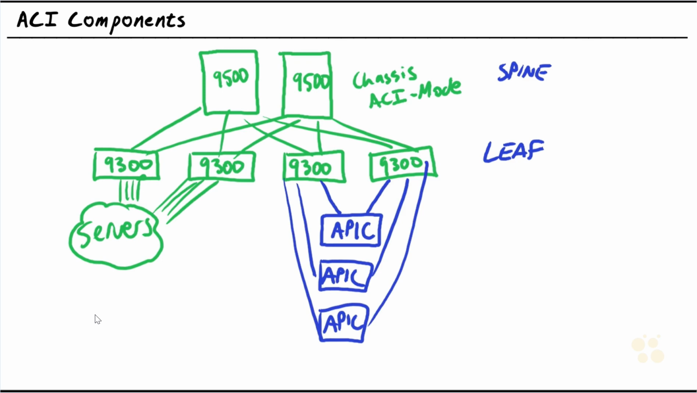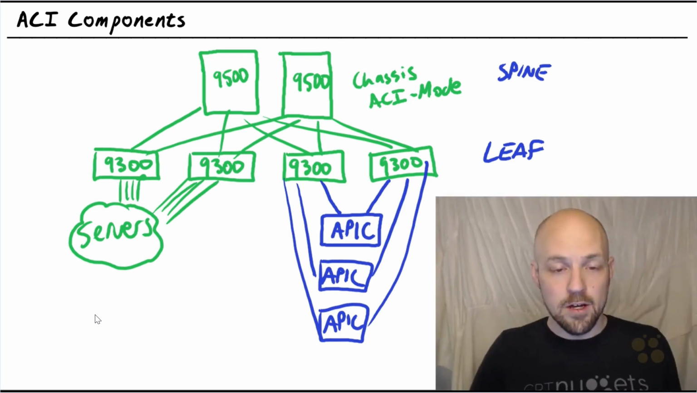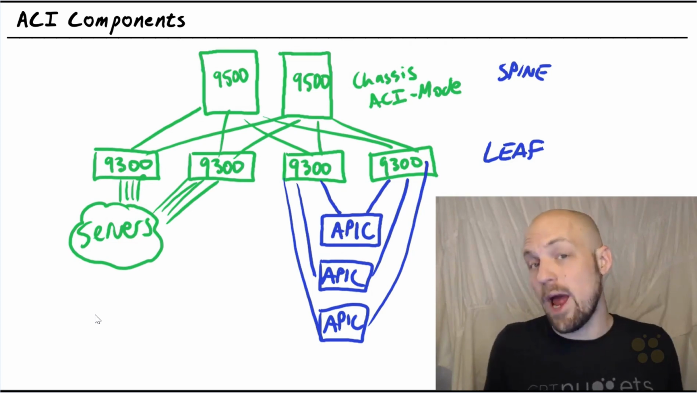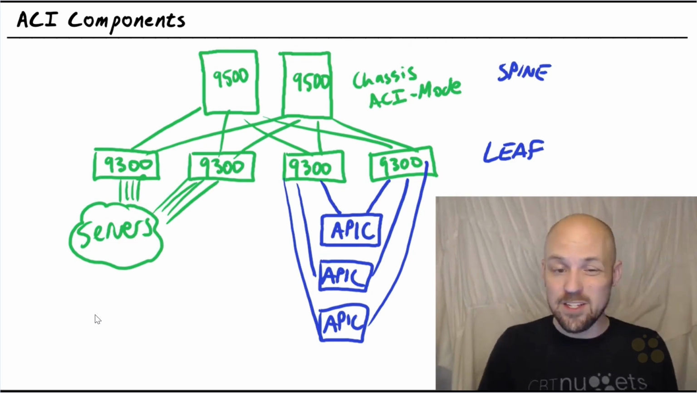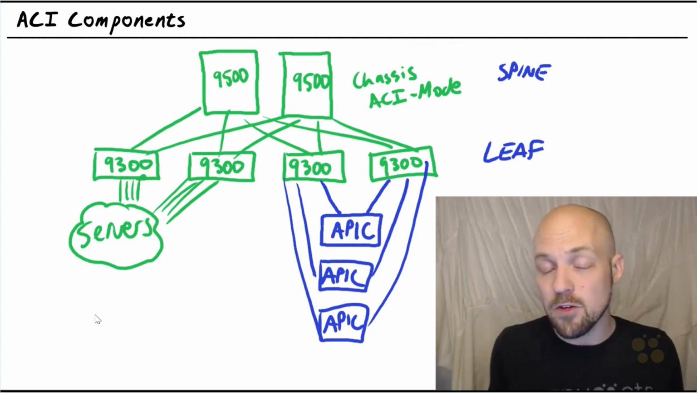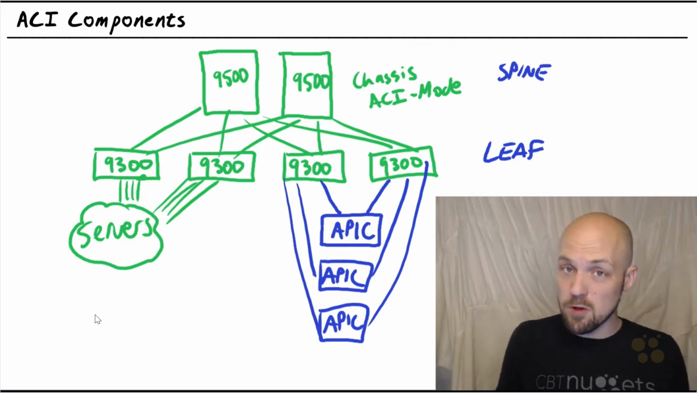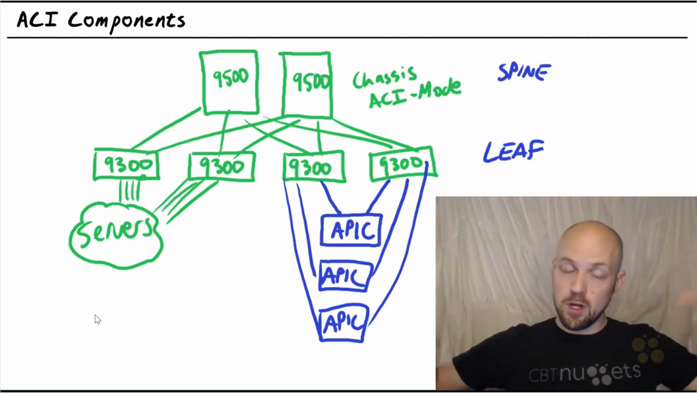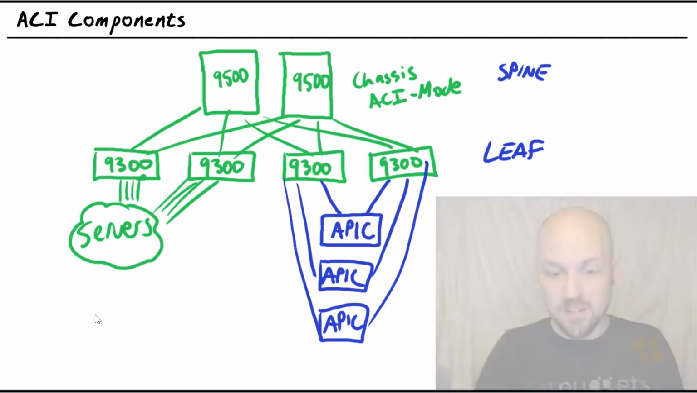It's maybe a tad on the smaller side, but it's still not as small as it could be, because we could actually have two 9500s or maybe even two 9300s at the spine layer, and then just two 9300s at the leaf layer. So an ACI fabric, at a minimum, has to be 4 switches. And from there, it can scale up to very large enterprise data center designs.